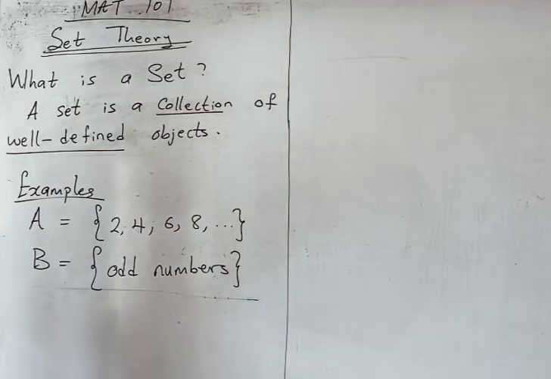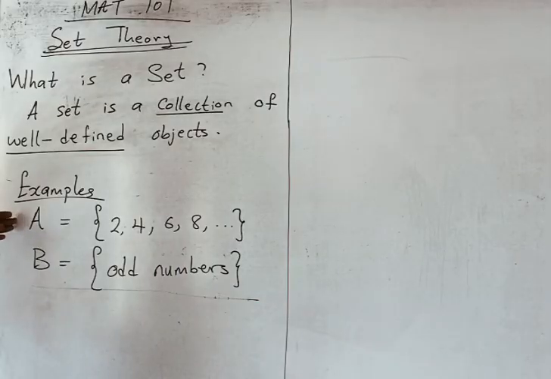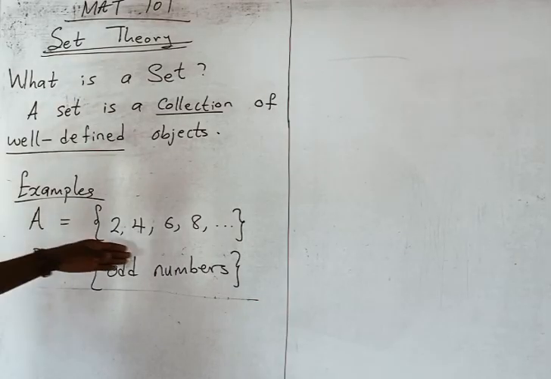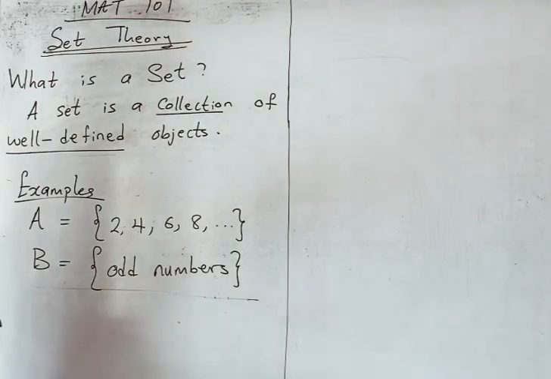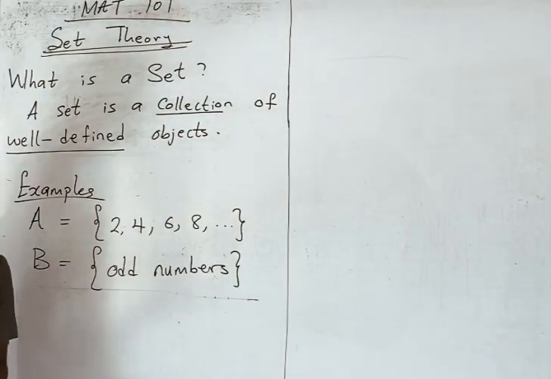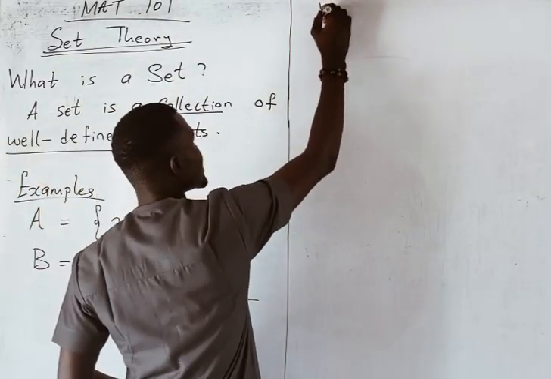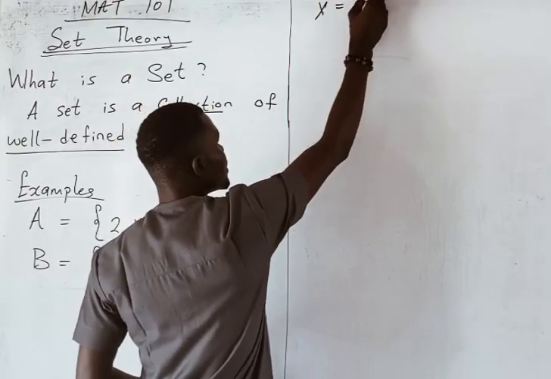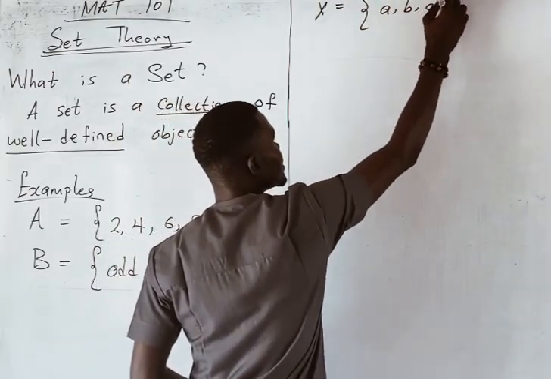Now let's look at the way we write sets. For instance, let's say this is an example of a set. You can see me writing A here, and some numbers. Now, if you want to write a set, we have what we call elements of sets. Elements of a set are just the members of that set. Let me write something here. Let's say we have set X to be this: A, B, C.